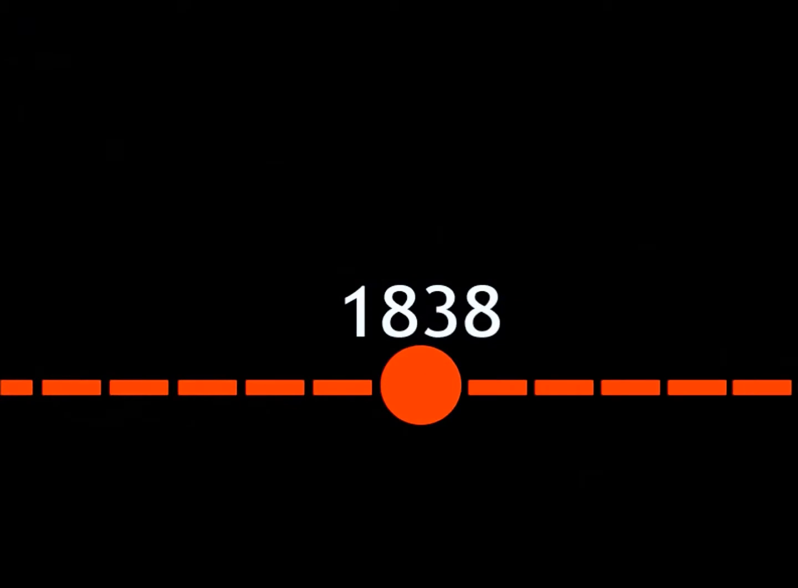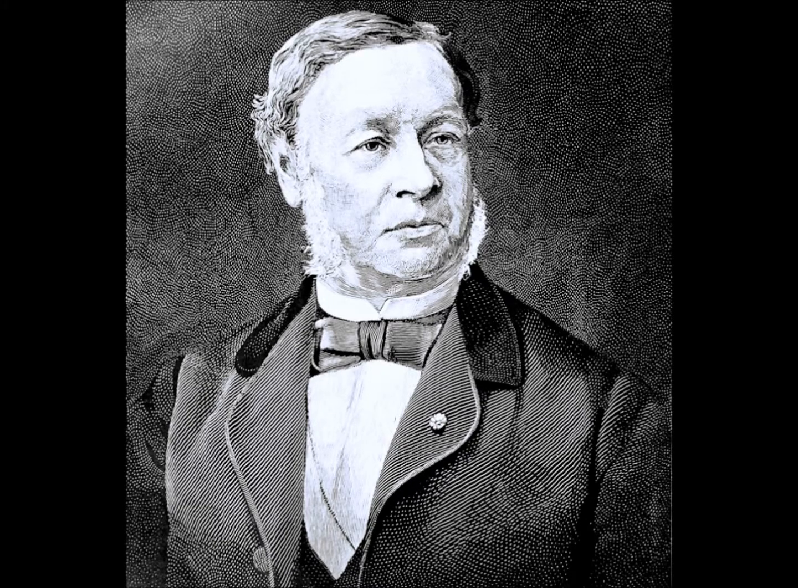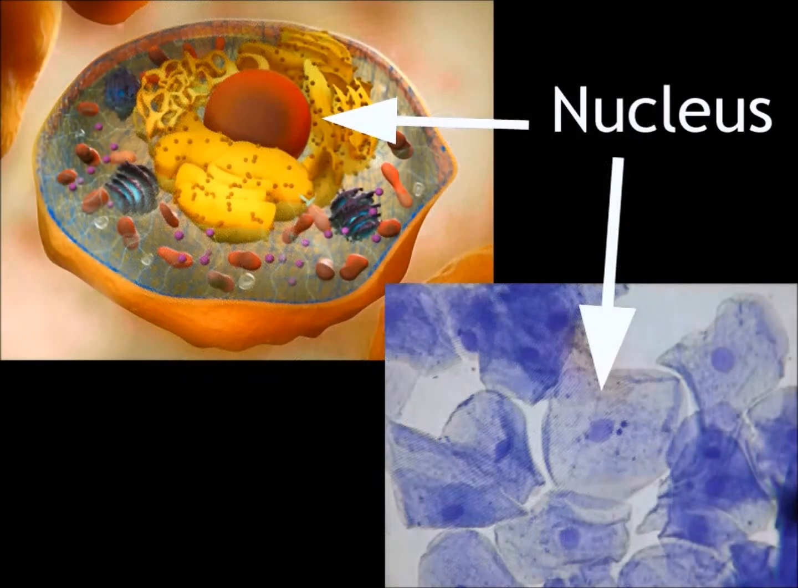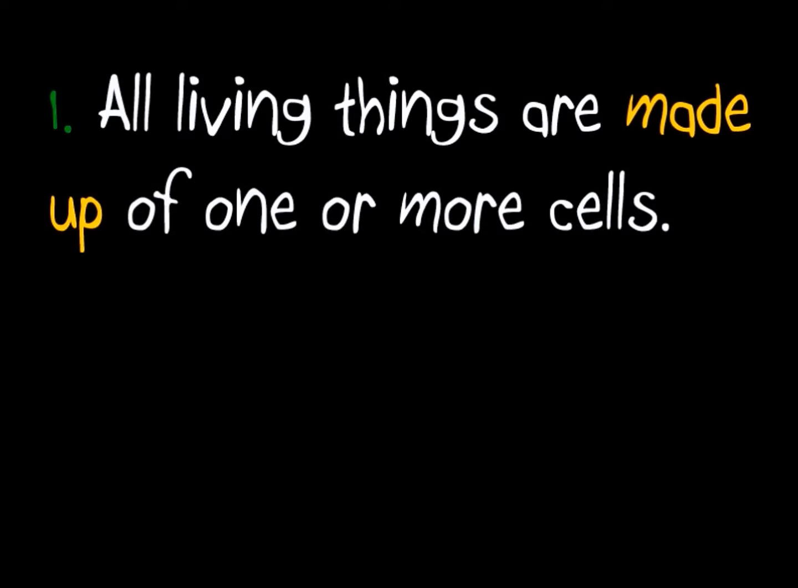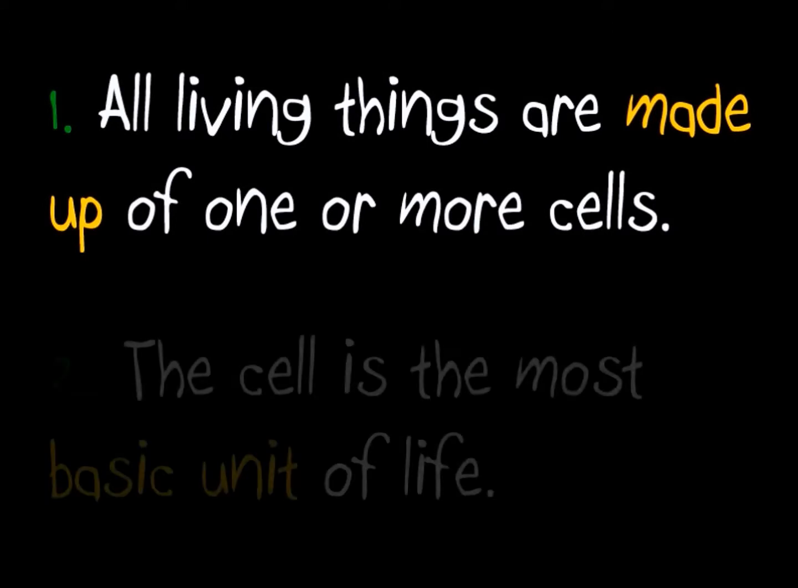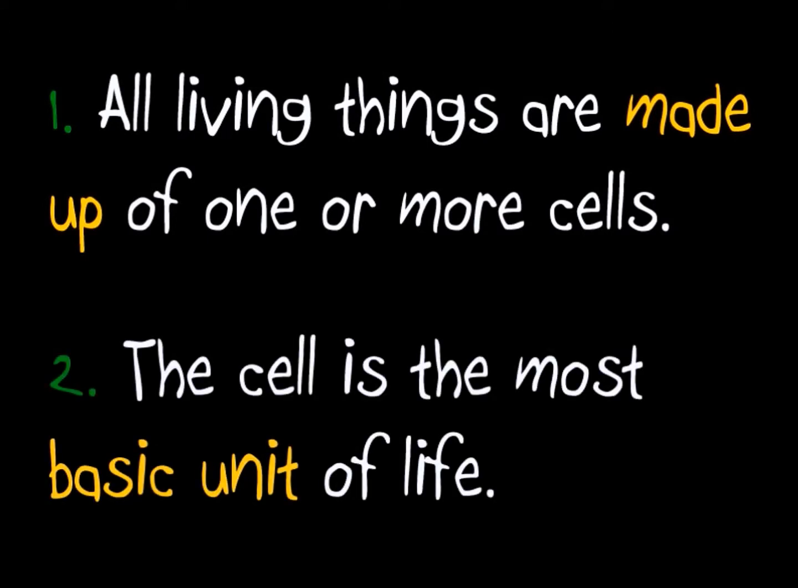When Schleiden's friend and fellow scientist Theodor Schwann observed animal parts under a microscope a year later, he found that animals were made up of cells too. It was then that Schleiden and Schwann came together and proposed 2 theories. All living things are made up of one or more cells, and the cell is the basic unit of life. These statements later became a major part of the cell theory.